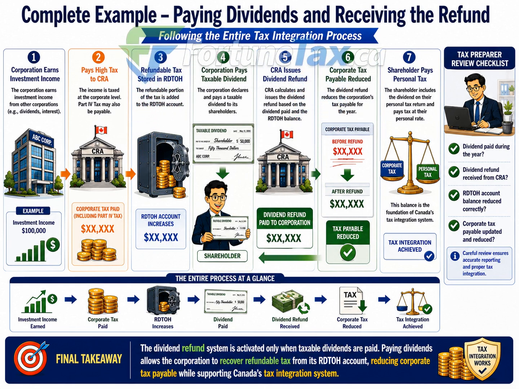The key takeaway from this entire example is simple. The refundable tax system only comes to life when taxable dividends are paid. Investment income creates refundable tax. The RDTOH account tracks that refundable amount. Paying dividends unlocks the refund. Corporate tax payable is reduced, and the shareholder ultimately pays personal tax. This is the complete tax integration cycle.